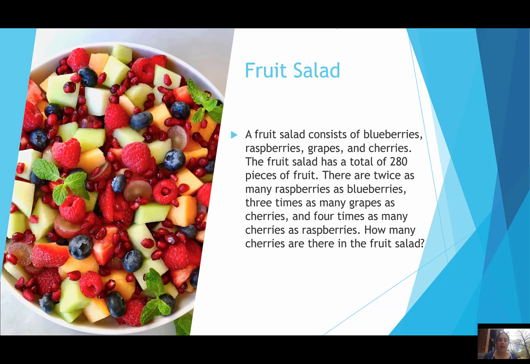Here is our big problem for today. The title is fruit salad. A fruit salad consists of blueberries, raspberries, grapes, and cherries. The fruit salad has a total of 280 pieces of fruit. There are twice as many raspberries as blueberries, 3 times as many grapes as cherries, and 4 times as many cherries as raspberries. How many cherries are there in the fruit salad?